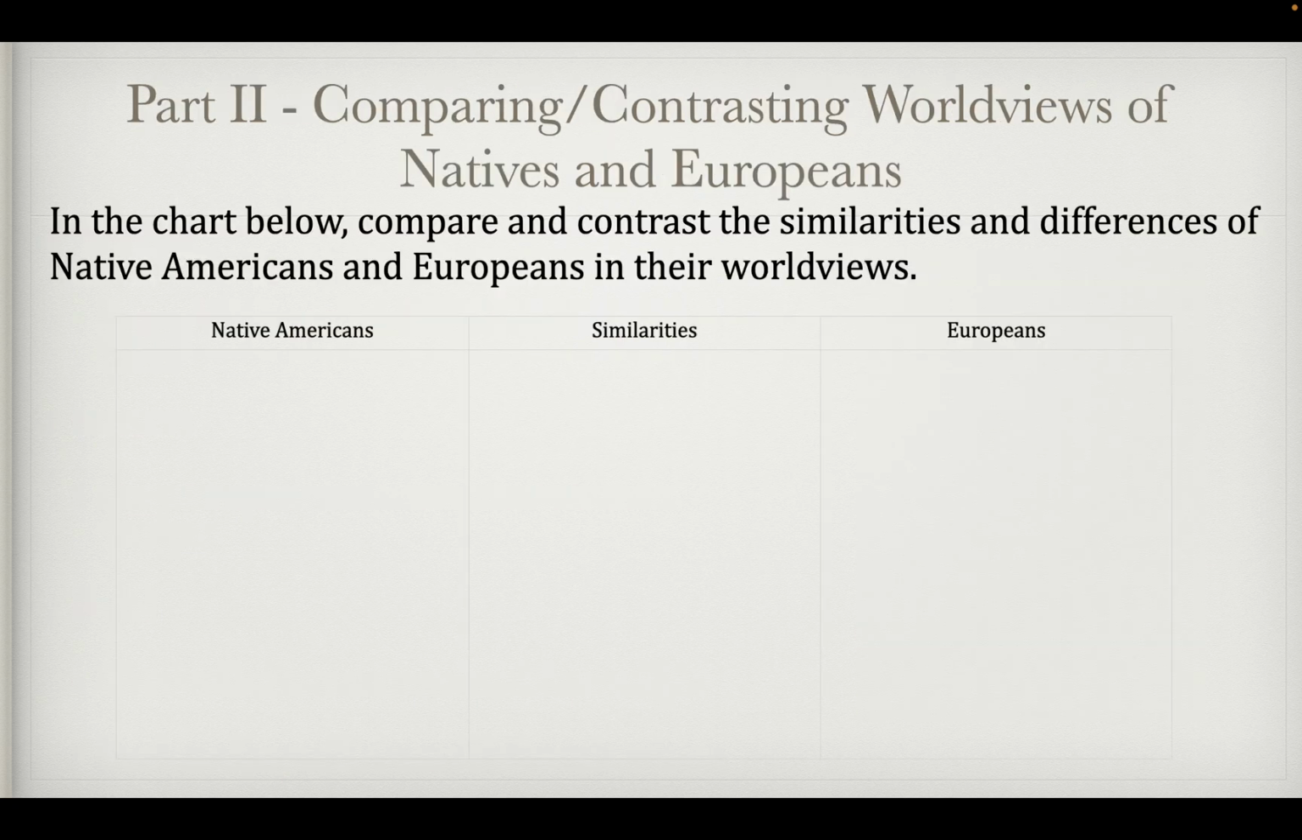All right, so for part 2 of this video, I want you to compare and contrast worldviews of natives and Europeans. In the chart below, compare and contrast the similarities and differences of Native Americans and Europeans in their worldviews.